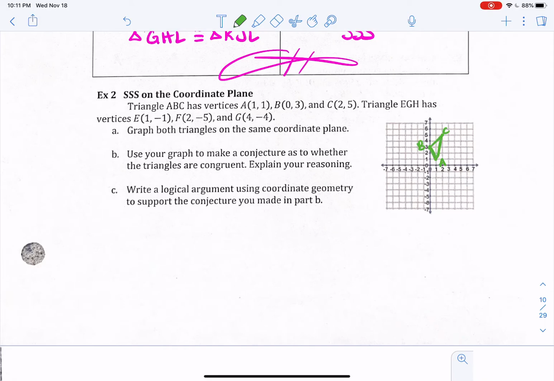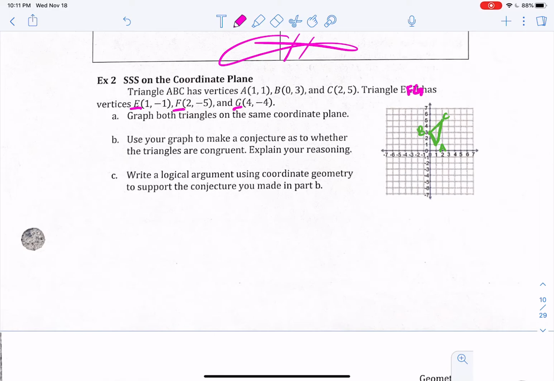Okay. And we have triangle EFG, or excuse me, EGH. Okay, that's really confusing. They have EGH and then EFG over here. Let's call it EFG. I don't know. That's another typo. I've got typos all over the place in this section, I guess. (1, -1), (2, -5), and (4, -4). So I have this triangle, and we're trying to prove that those guys are congruent to each other. This was EFG. I'm trying to prove that those two triangles are congruent to each other.